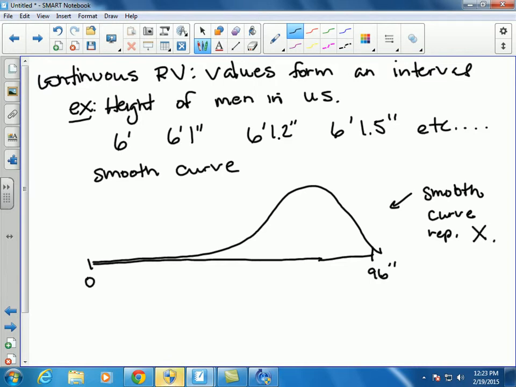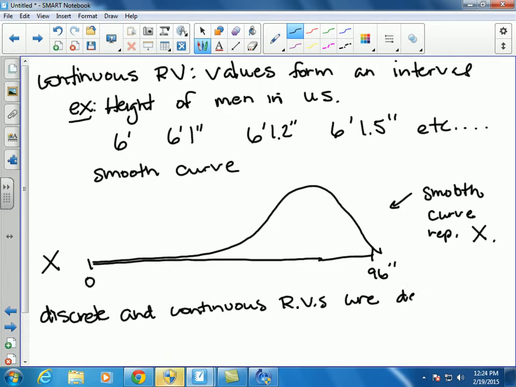Representing x, the random variable of the height of men. And this matters because the way we deal with the parameters of discrete and continuous random variables are dealt with differently. So that's what we're going to talk about really in chapter 6 of the Agresti textbook.